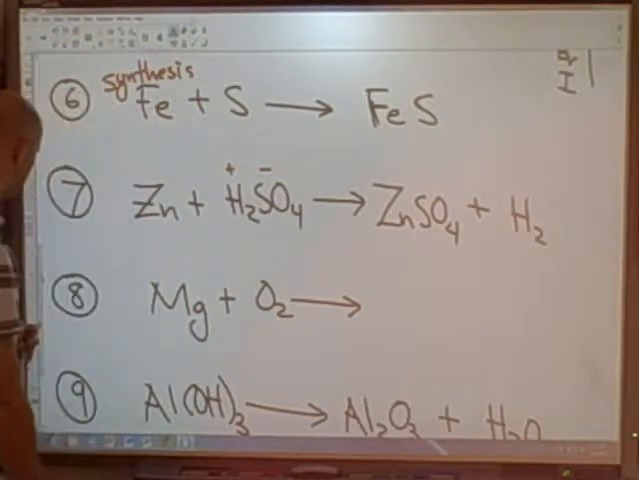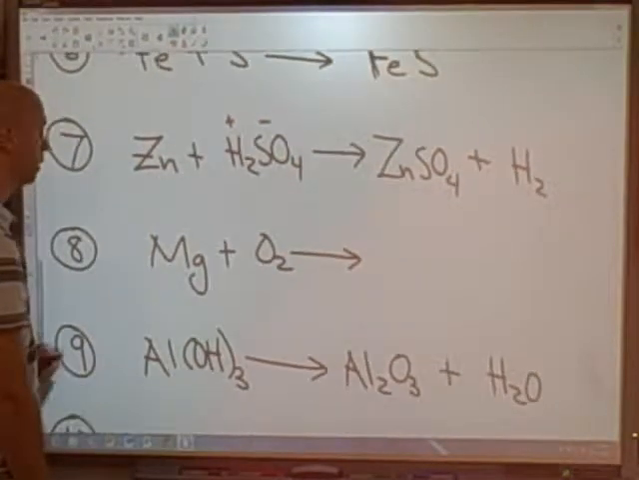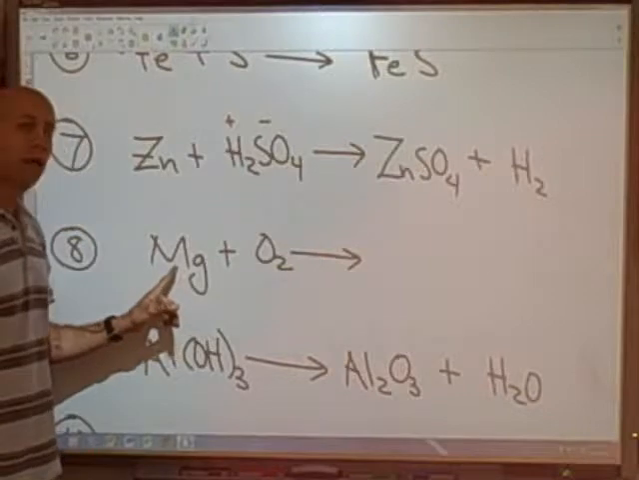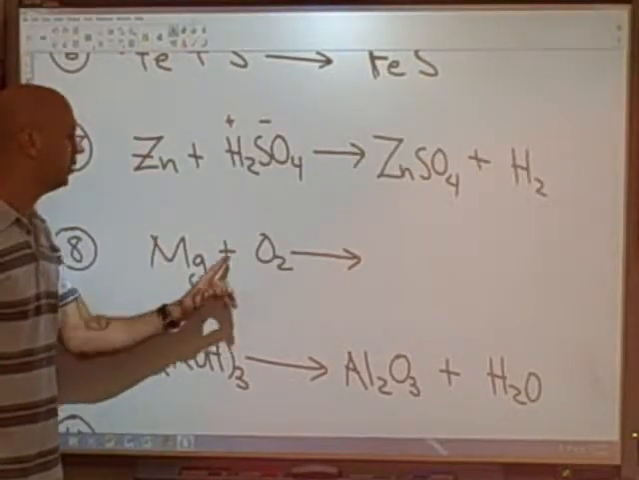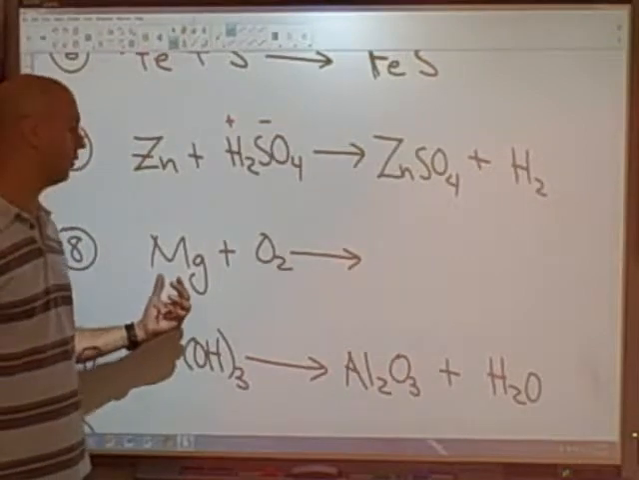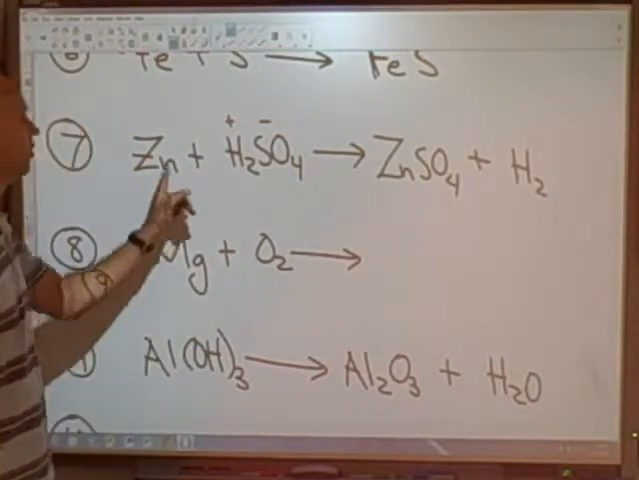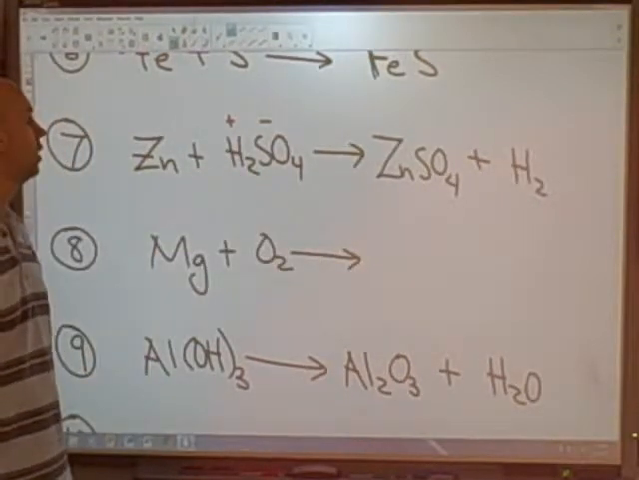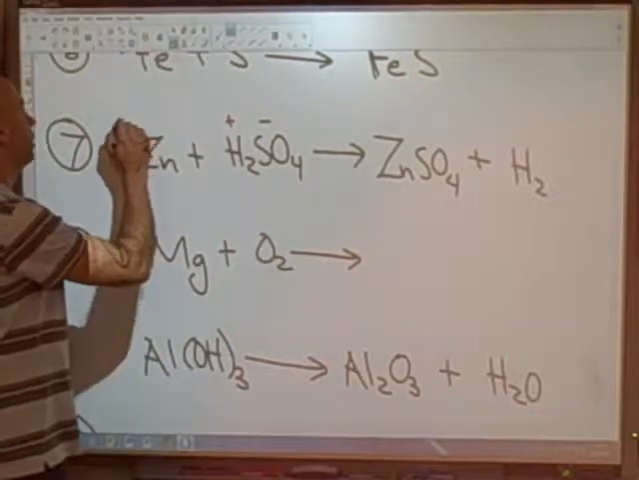Now I'm going to move on to the next equation. I've got 2 elements here, magnesium and oxygen. Because of that, this is going to form another, so this guy right here, I'm sorry, this is a single replacement.